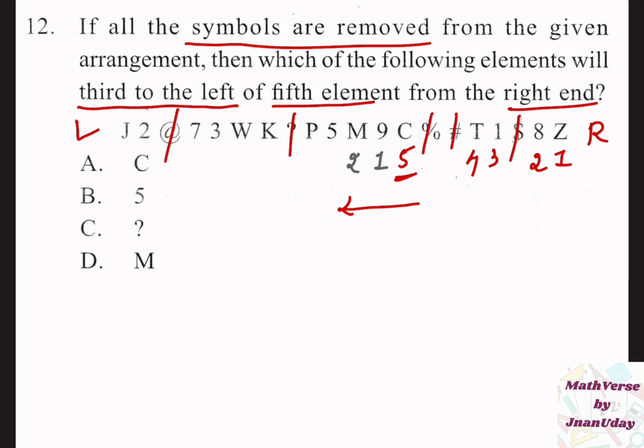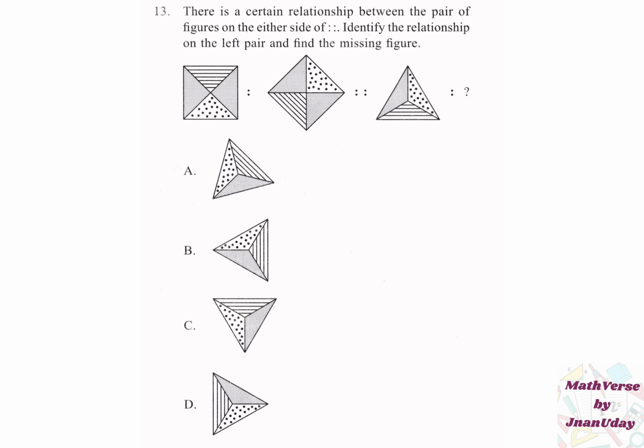Question number 13 is, there is a certain relationship between the pair of figures on either side of the double colon. Identify the relationship in the left pair and find the missing figure. So here we have to first understand the relationship on the left hand side of the figure. Both are squares, but the positions of both the squares are completely different. Now if we take the first figure as a reference figure, then this figure has been rotated counterclockwise 3 times: on the point 1 time, on the side 1 time, on the point 1 time.